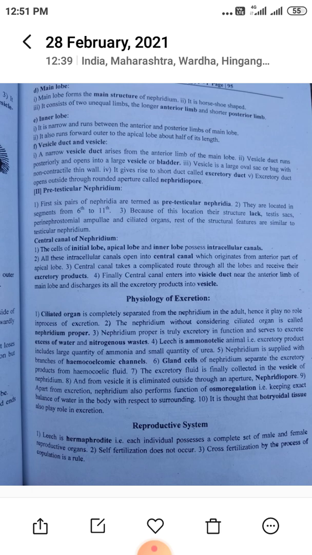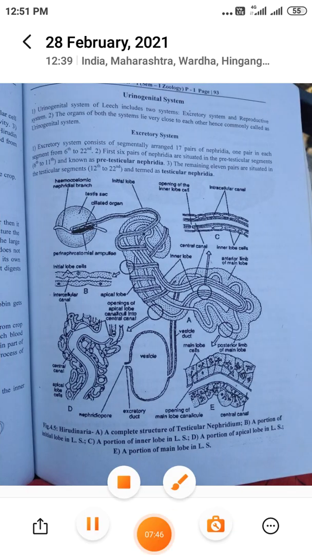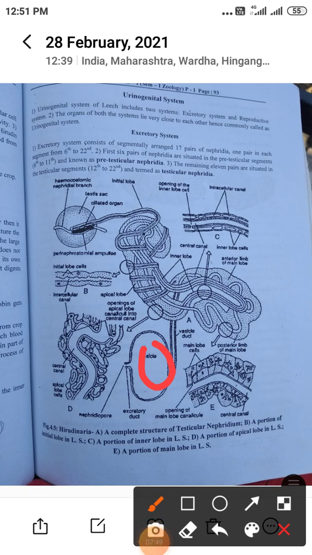Next, the vesicle and vesicle duct. In this diagram, this is the vesicle. Inner lobe, apical lobe, initial lobe, then the anterior lobe of the main lobe, which contains two lobes, the posterior limb of the main lobe and the anterior limb of the main lobe, which we discussed. Then the inner lobe opening, which contains intracellular canals, opens into the vesicle. Here it contains a chamber for temporary storage.